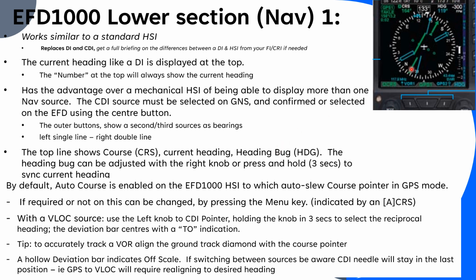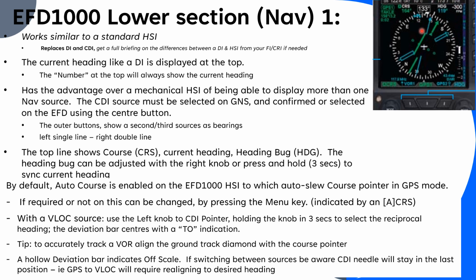The top line shows the course, so that's the course of the CDI here, 164 in this case. The current heading, the heading bug, you see the heading bug there, and you can see that's set on 119. The heading bug can be changed by clicking the right button once, this will go magenta, and turning the right knob appropriately. Holding in for 3 seconds will put the heading bug to the current heading.